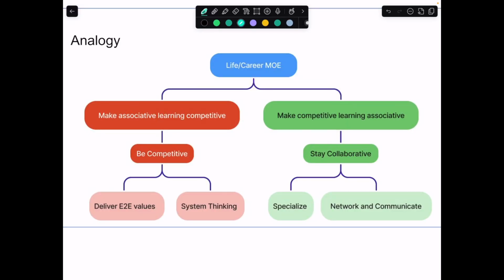Lastly, I want to talk about the analogy here. Make associative learning competitive and make competitive learning associative. Not only can they be applied to models, they can also be applied to our life. Make associative learning competitive means that you try to produce the output individually and try to mimic the desired output. To do so, you need system thinking because you need to know every component. And make competitive learning associative means that you want to collaborate and be associative. In the context of life and career, this means that you want to be part of the whole system. In order to do that, you need to specialize and be able to communicate and network so that the system will route the work to you.